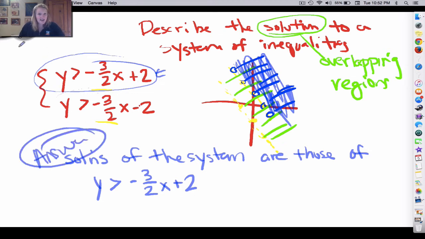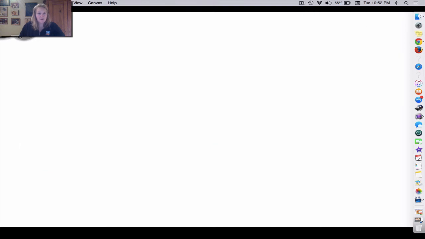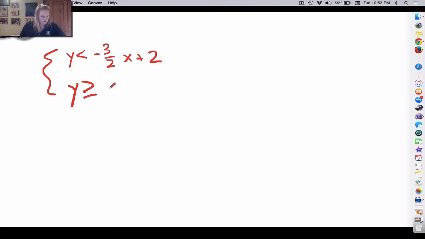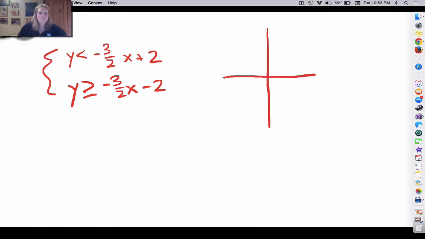Let's look at another set of parallel line equations. Let's say that our example is y is less than -3 halves x plus 2, and y is greater than or equal to -3 halves x minus 2. So we have similar lines here, I guess not the same lines. Let's put the lines in yellow.